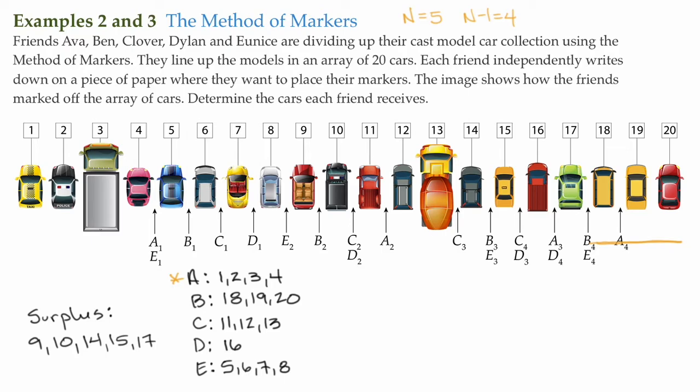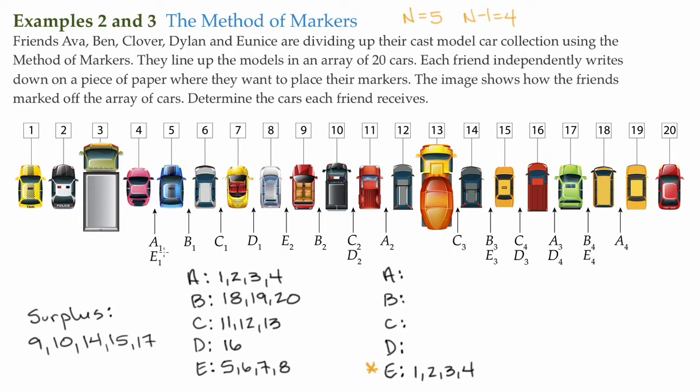But let's do it if Eunice was to win the tie. So again, I'm going to list the players. Ava, Ben, Clover, Dylan, and Eunice. So I'm going to mark Eunice down here. Again, starting at the leftmost, coming across until we come to the first marker. Again, Eunice wins the tie. So then Eunice is going to get the cars 1, 2, 3, and 4.